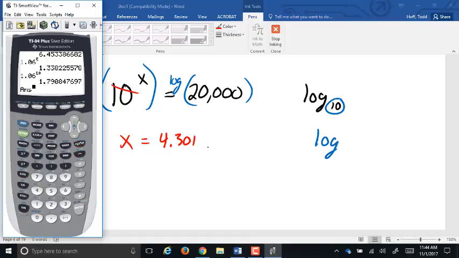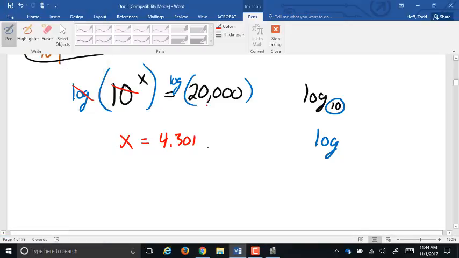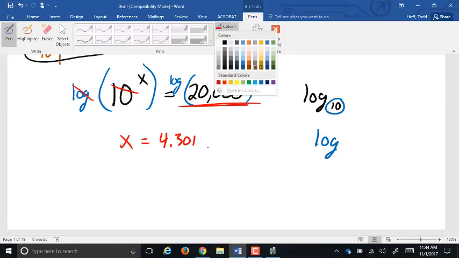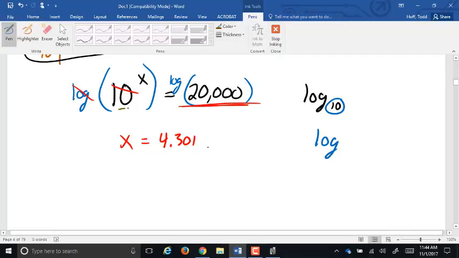Did everybody find their log key on their calculator? Okay. So that does work out. Log of 20,000 is 4.301. This only works, again, if the base of that exponent is a 10.